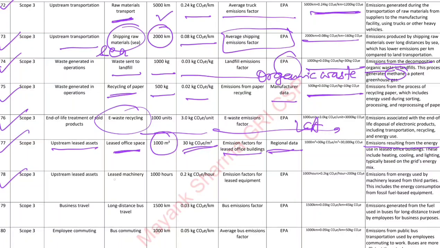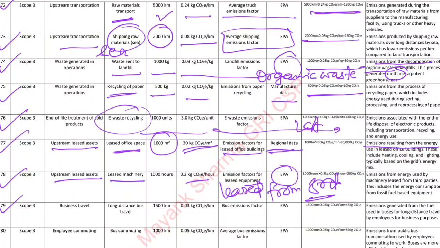Scope 3, one more example, leased machinery, leasing the assets upstream, 1000 hours. This is the emission factor for leased equipment, referring EPA website, calculation done, multiplying the hours with the emission factor. So emissions from energy used by machinery, of course leased from third parties. This includes the energy consumption from fossil fuel based equipments actually. You can take example of the rental generator also and other machineries.